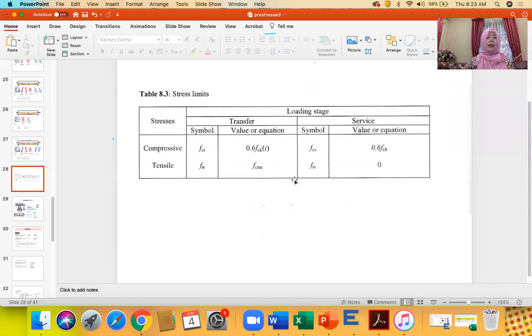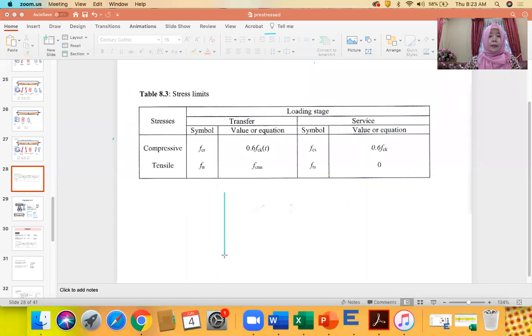Oh sorry, I have already erased that one. So need to draw again. Yeah. So this is the transfer.